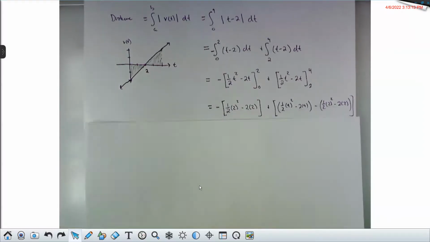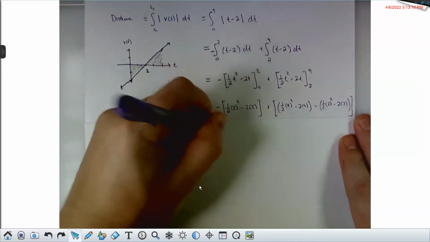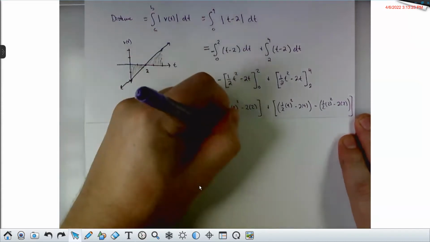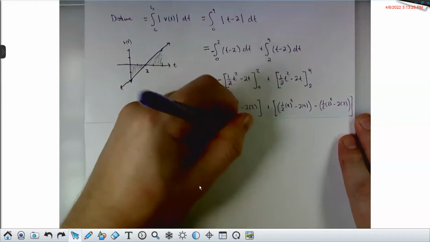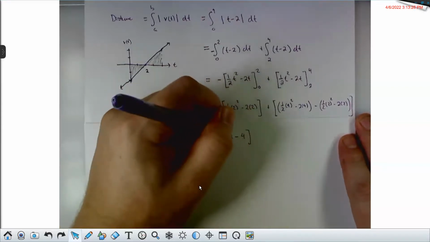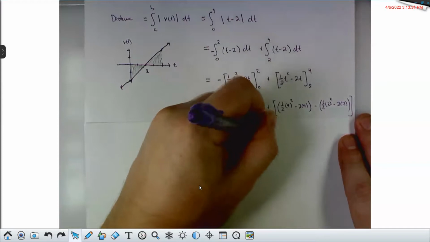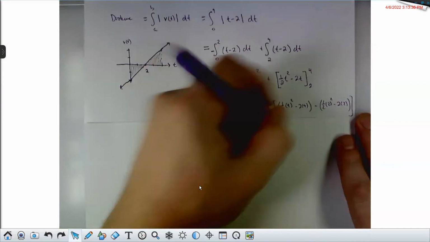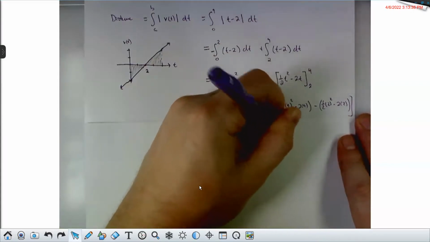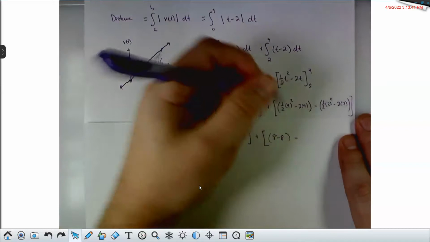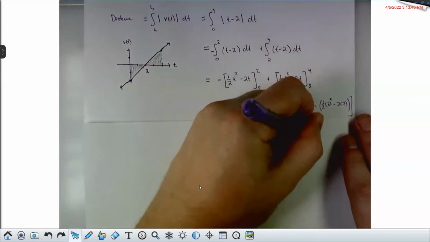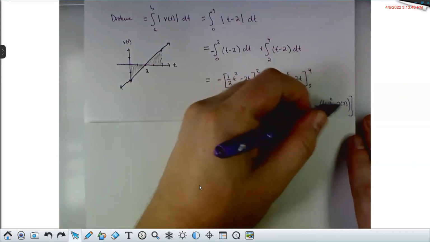So if I just continue with this evaluation, clean things up, I have a negative of 1/2 times 2 squared is 1/2 times 4 is 2, minus 2 times 2 is 4. So I have the negative of 2 minus 4 plus 4 squared is 16, 1/2 of 16 is 8, minus 8. So right here, the 8 minus 8, minus 1/2 times 2 squared is, again, 1/2 times 4 is 2. And then 2 times 2 is 4.